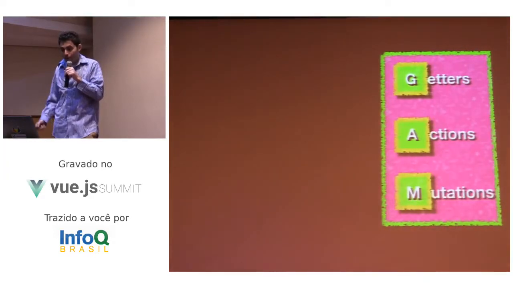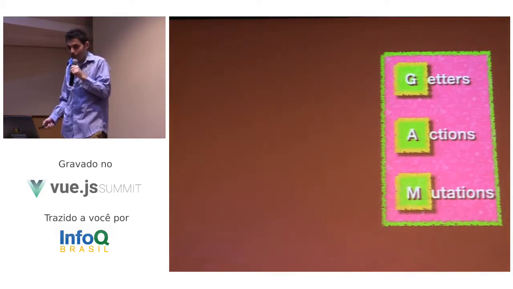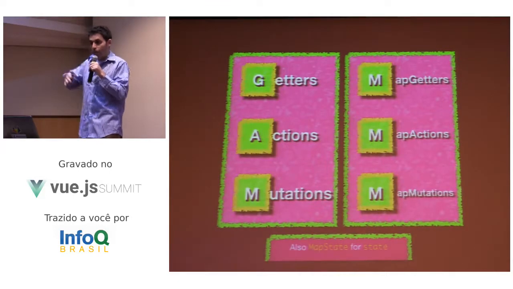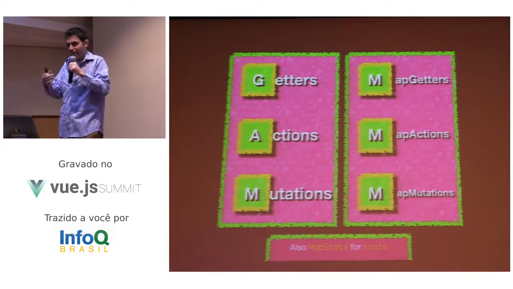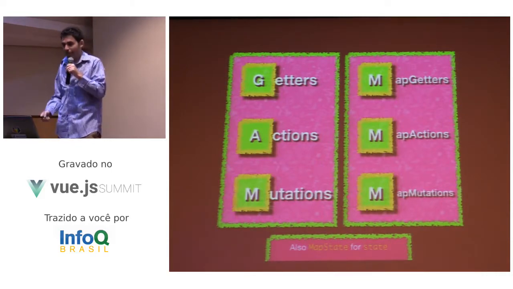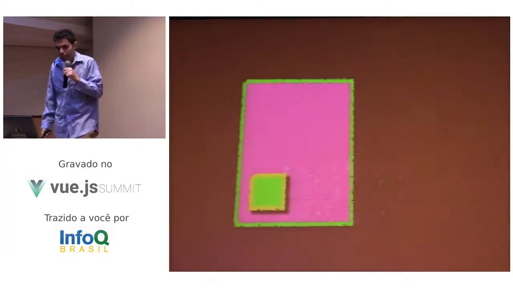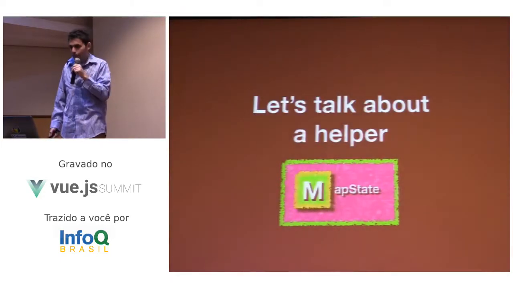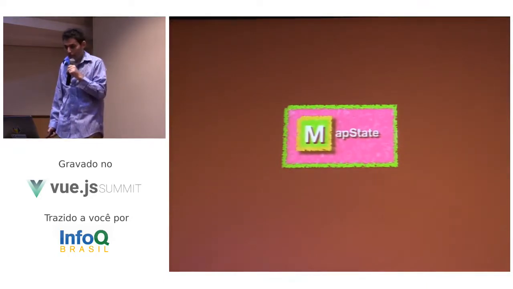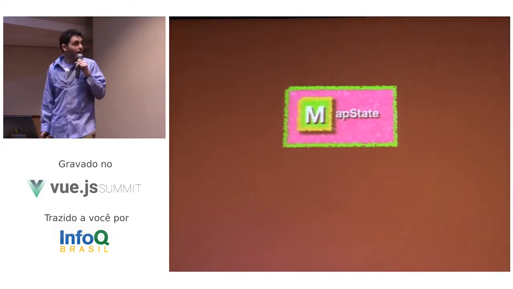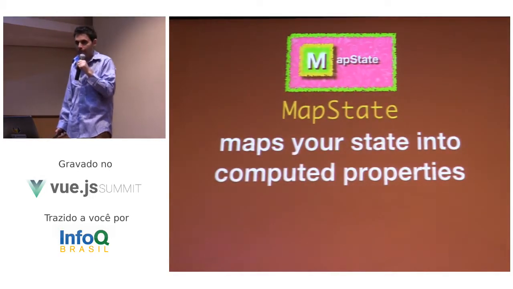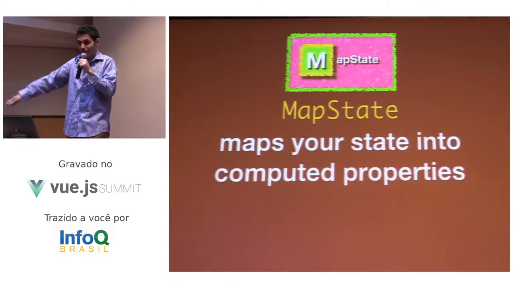And so you have your getters, your actions, and your mutations. And then you have these helpers that help you organize and inject that code. So you have your mapGetters, mapActions, mapMutations, and mapState for your state. Let's talk about one of the helpers just for a second here, mapState. What does it do? It maps your state into the computed properties. It just takes the state and injects it into the computed properties.